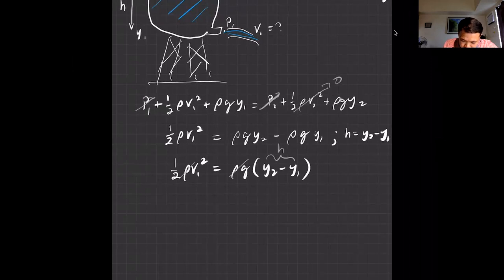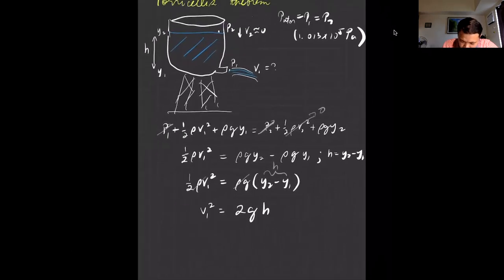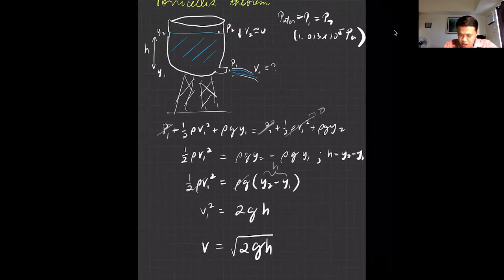So what you are left with is v1 squared equals, transpose that 2, cross multiply, 2gh. And the velocity, we call it the efflux velocity. I will now remove the sub 1, just call it v, equal to the square root of 2gh, and that is Torricelli's theorem, or this is commonly called the efflux velocity. Okay.